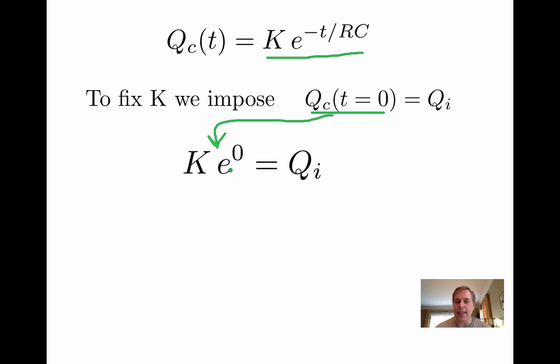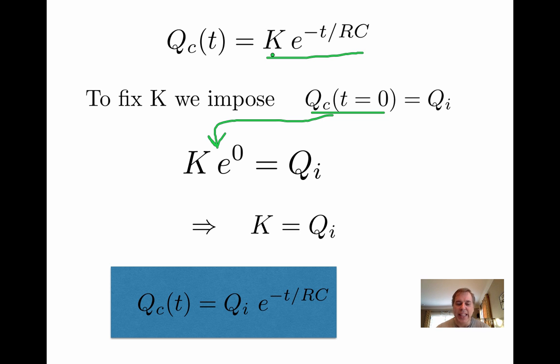Now e to the 0 is equal to what? You should know that any number raised to the power 0 is equal to 1, right? So e to the 0, that's just 1 here. So you have that k is equal to Qi. So now I go back here, and I know k is equal to Qi, and I can write, finally, this is the solution. This is the charge on the positive plate as a function of time for a discharging capacitor.